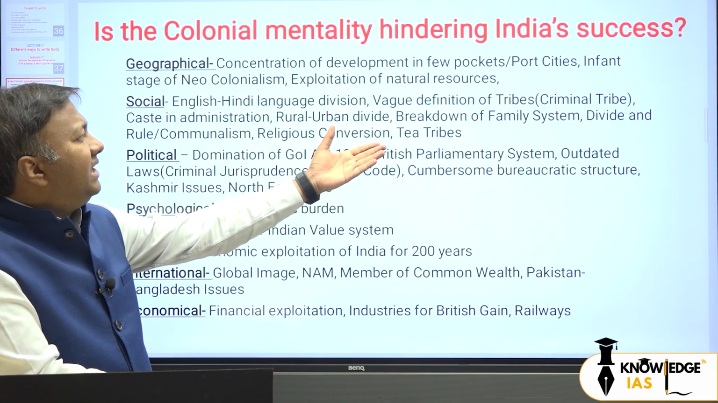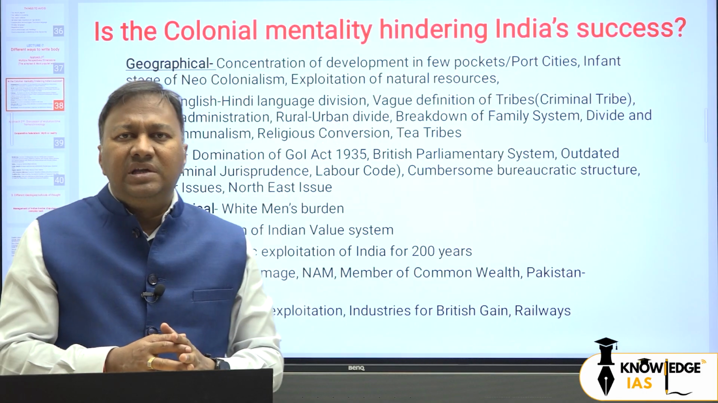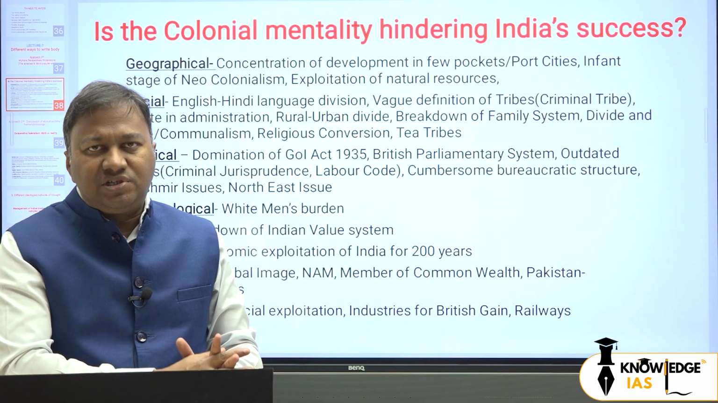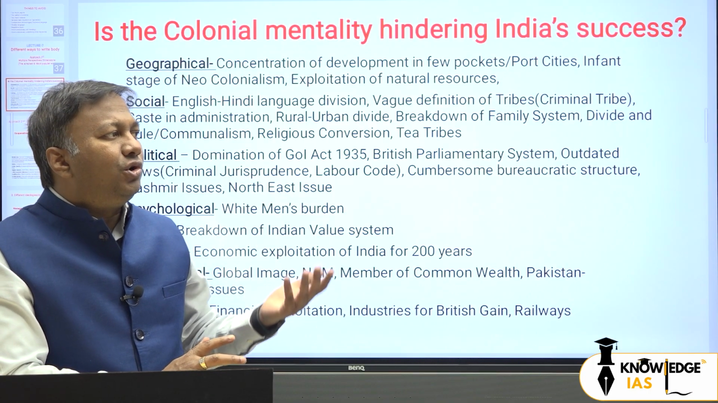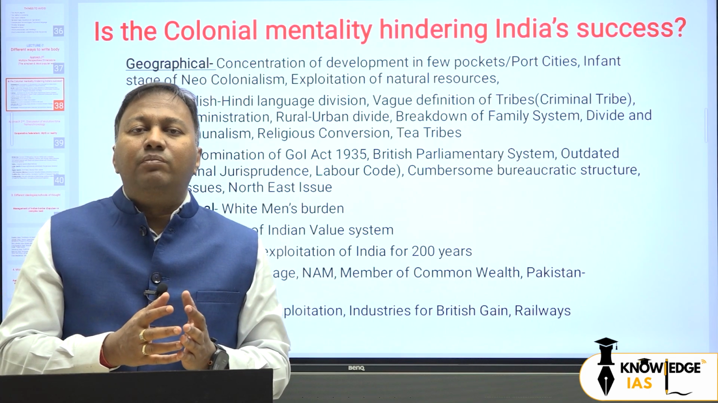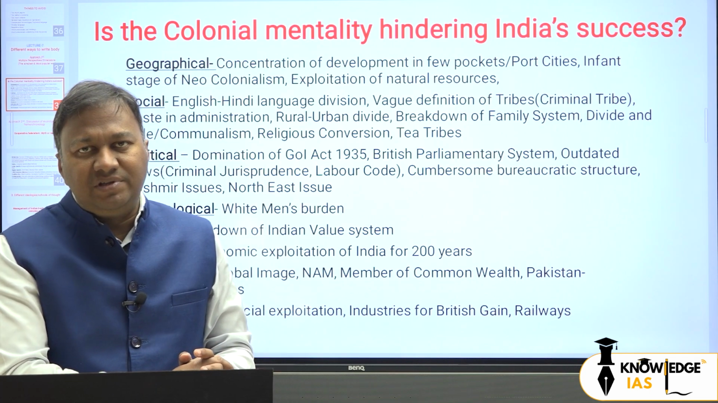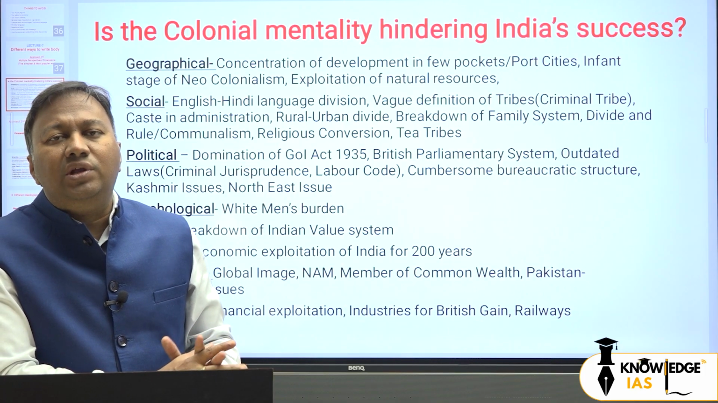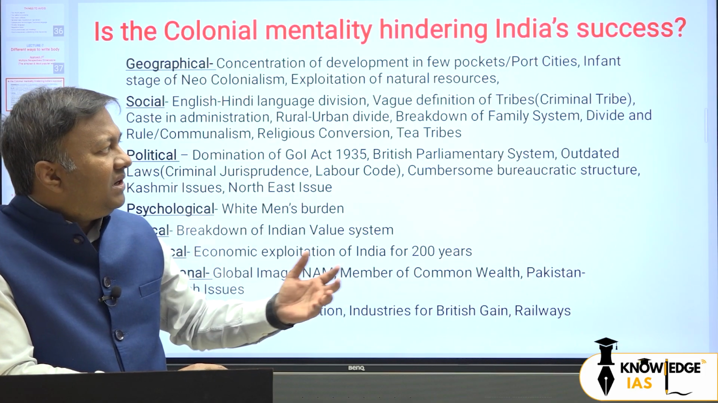Then in the social dimension we can discuss the family system, the breakdown of the family system. India was always a country of the joint family system, but during the advent of the British, the breakdown of the family system started, and the emergence of the nuclear family system was there from the British time only.